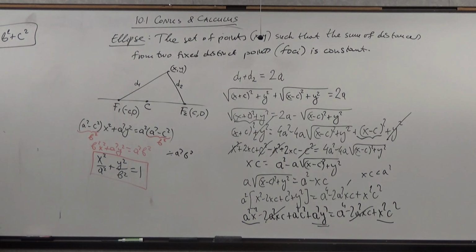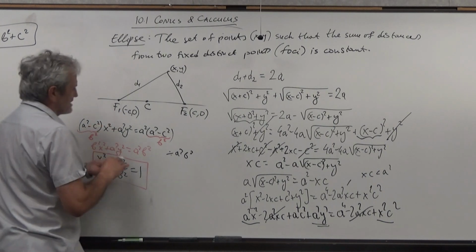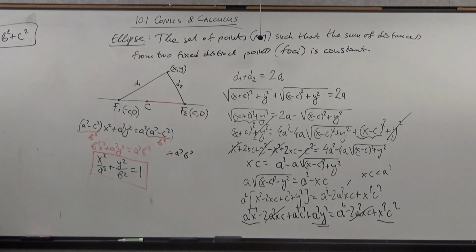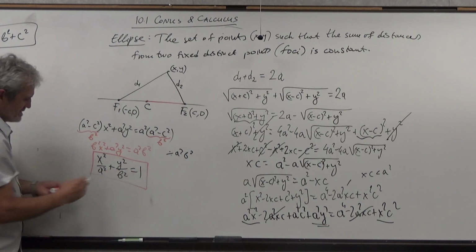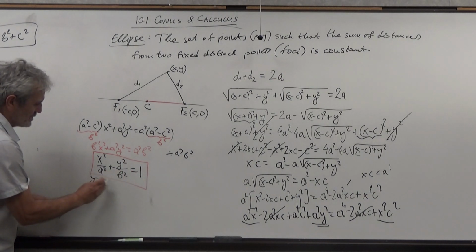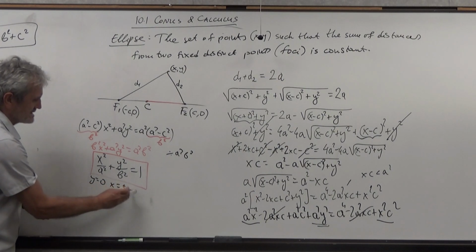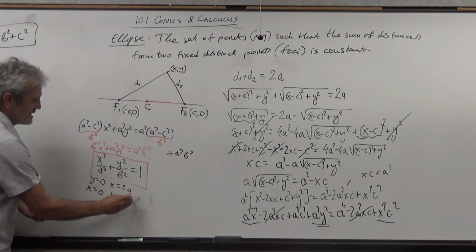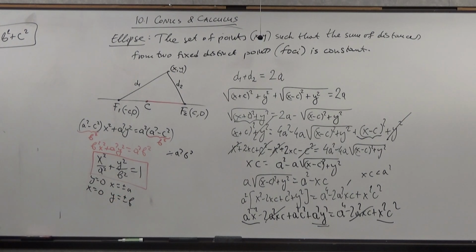So we showed you what C is. C is that distance from the focus, the foci, to the center. You don't see A and B yet, but it's fairly easy to see that when I put y to be 0, you get x equals plus or minus A. When I put x to be 0, y equals plus or minus B. So they are nothing else but the x and y intercepts.